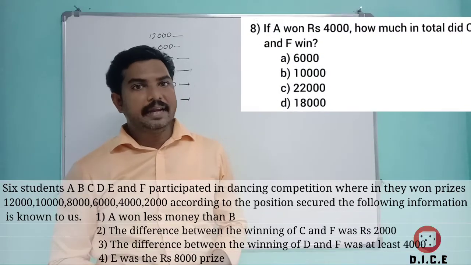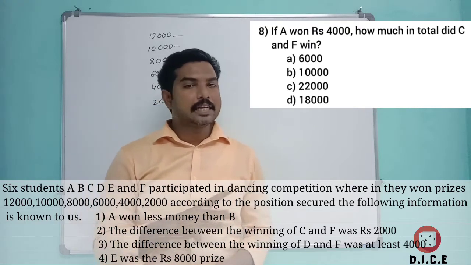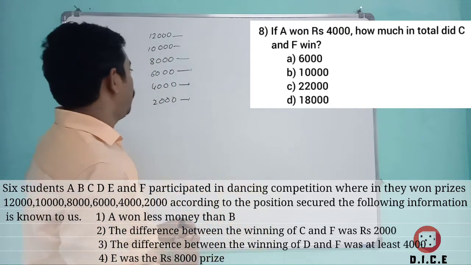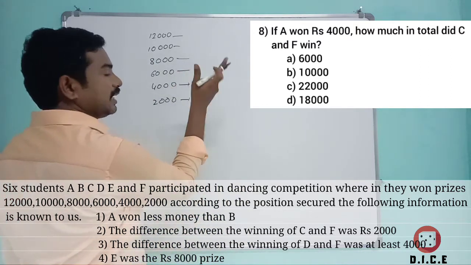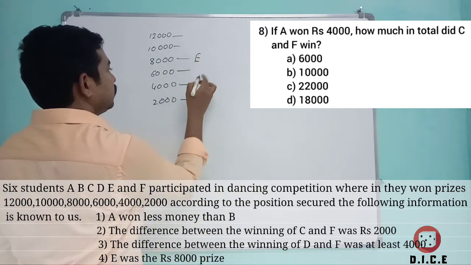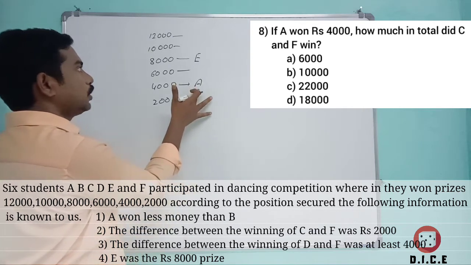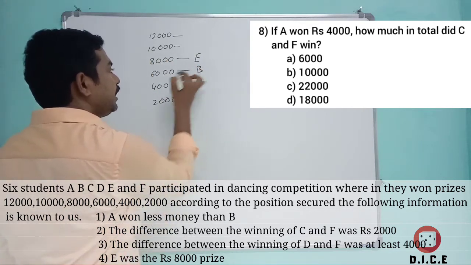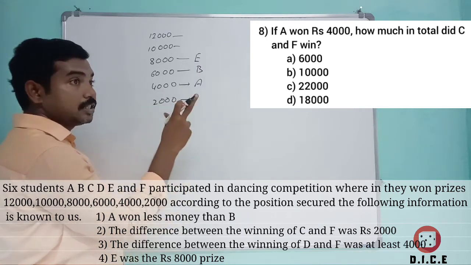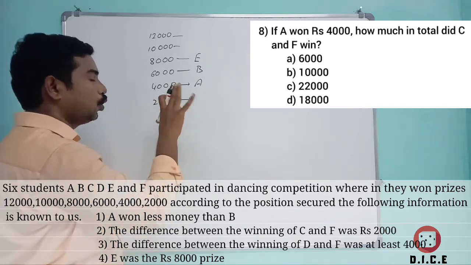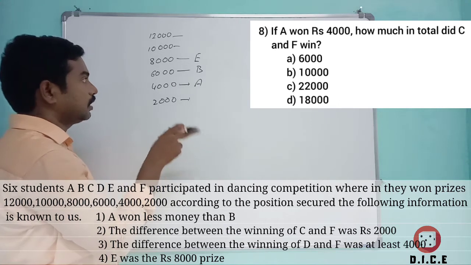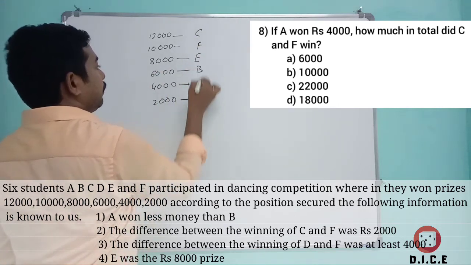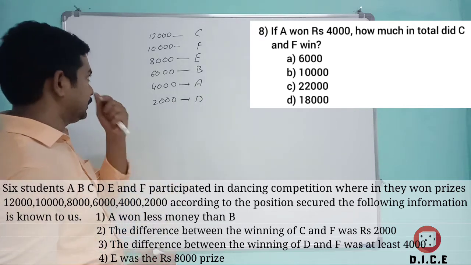If you see question number 8 here, the position of A gets 4000. Now what is the total amount C and F get? That is the question here. Already accounting point number 4 in the given data, E got 8000. If A got 4000, A should get less than B. So I can place B here and account for the conditions. The conditions should not break down. Though you place the characters, they should match the conditions. So I am taking C and F here and placing D here for example.